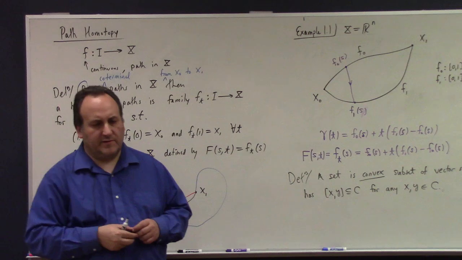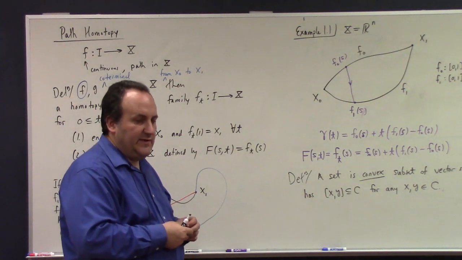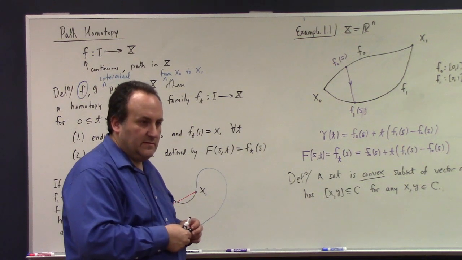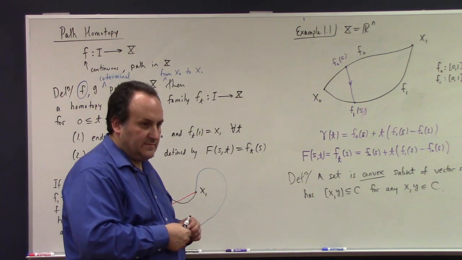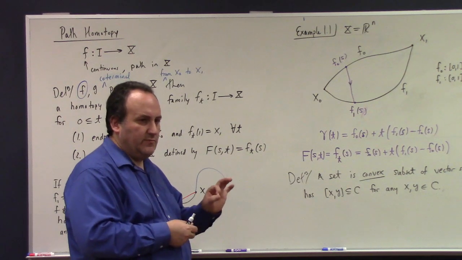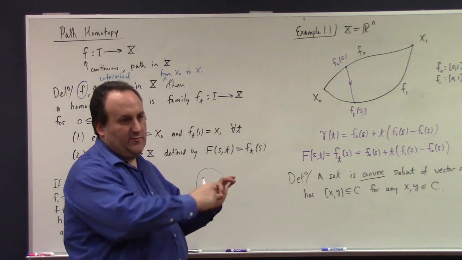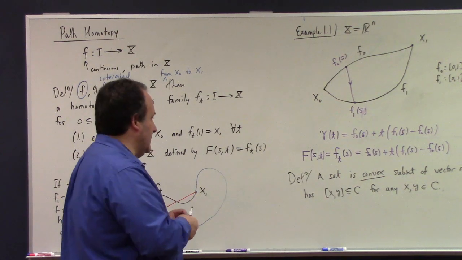So it's stronger than star-centered. It's saying that between any two points in your set, the line segment connecting those points is also within the set. This is a convex set. Star-centered means line segments from a given point can reach any point in the set. That's weaker. This is pretty strong.